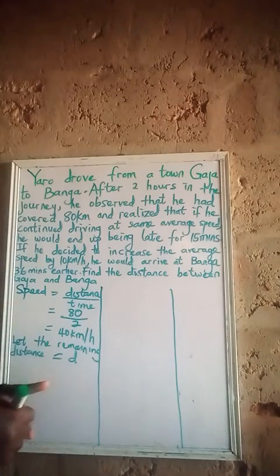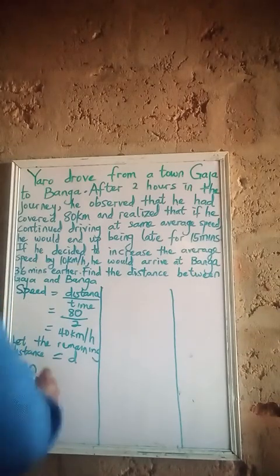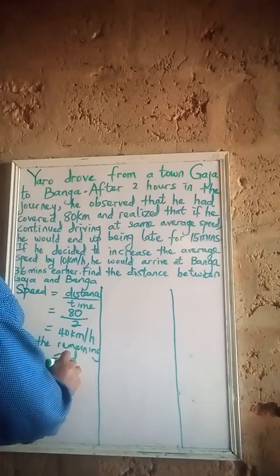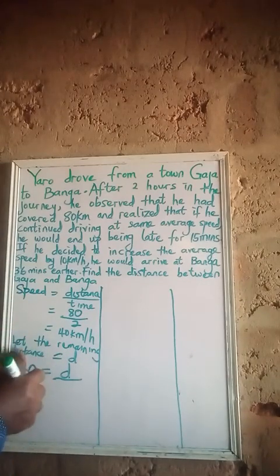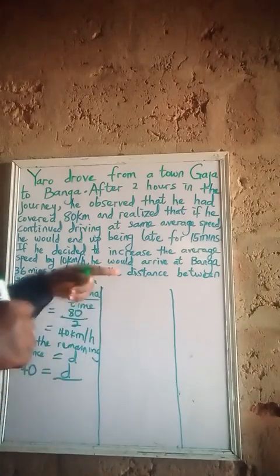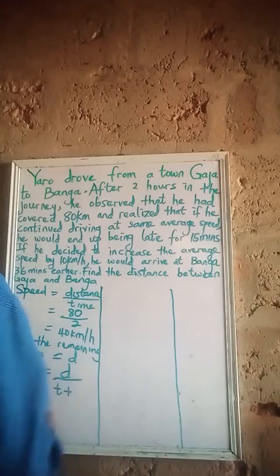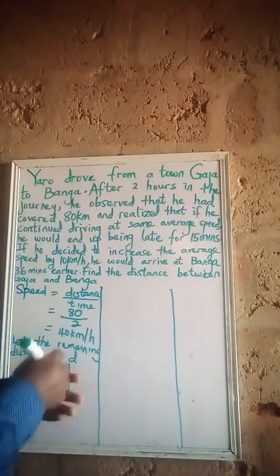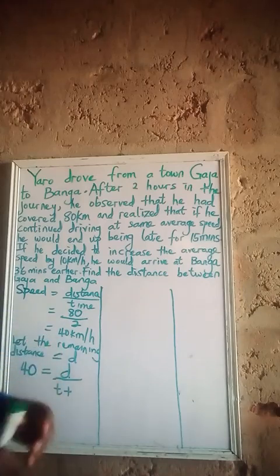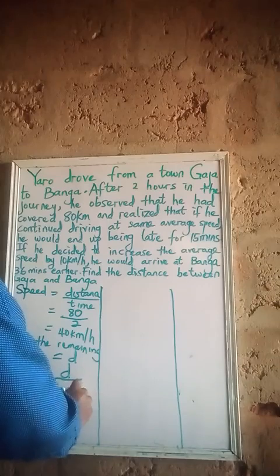Then using this same relation, speed is distance over time. So speed now is 40 kilometers per hour, equal to the remaining distance, which is D, over the time. Since it would be late for 15 minutes, we add 15 minutes to the time, so that will be T plus 15 minutes. Now, I want to convert 15 minutes to hours so that it will be in line with the speed, which is 40 kilometers per hour. So 15 divided by 60 is 1 over 4.